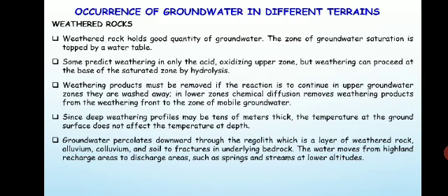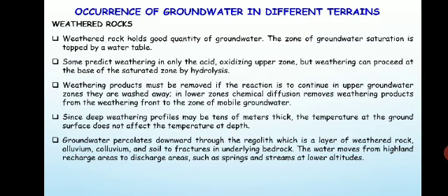So groundwater percolates downward through the regolith. Regolith is the topmost soil, the layer of weathered rock. Ultimately, the end product of weathering is what? The soil. So alluvium, colluvium and soil are the different soils, based on grain size, lying over the fractures in the underlying bedrock. So water will percolate downward through these weathered rocks, up to the bedrock.